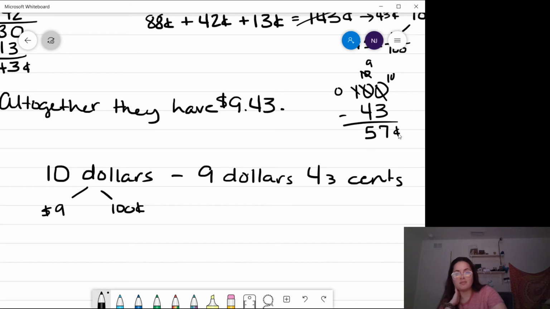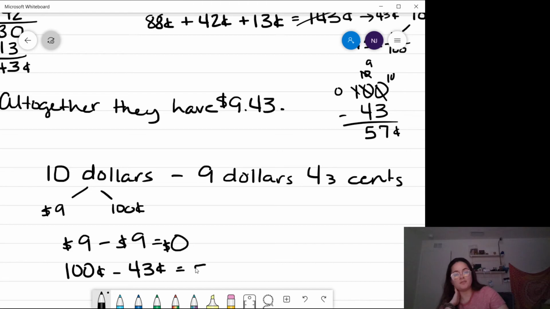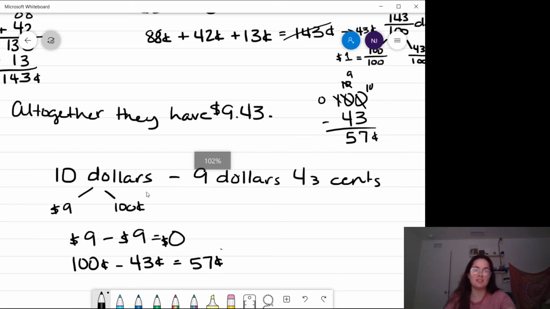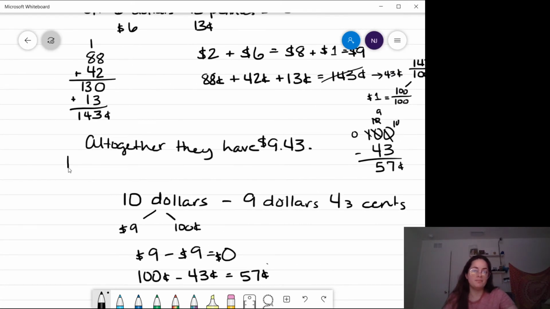All right, so that's going to give me 57 cents. So $9 minus $9 is $0, because remember, I don't have $10 anymore. I've got $9 because I turned it into a 9 and 100 cents. And then my 100 cents minus 43 cents gave me 57 cents. So how much more money do I need? They need 57 cents more to buy the game.